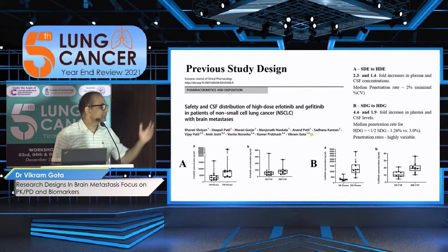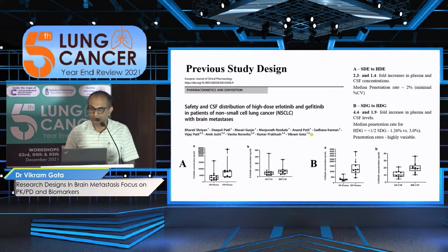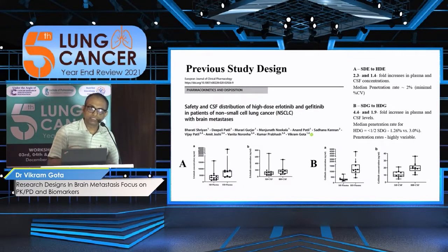And why higher doses? That is because of everything that we learned throughout the afternoon, that most drugs achieve lower concentrations in brain. So the idea was to see whether we can use higher concentrations. Now we chose two TKIs here. One was erlotinib and the other one was gefitinib.